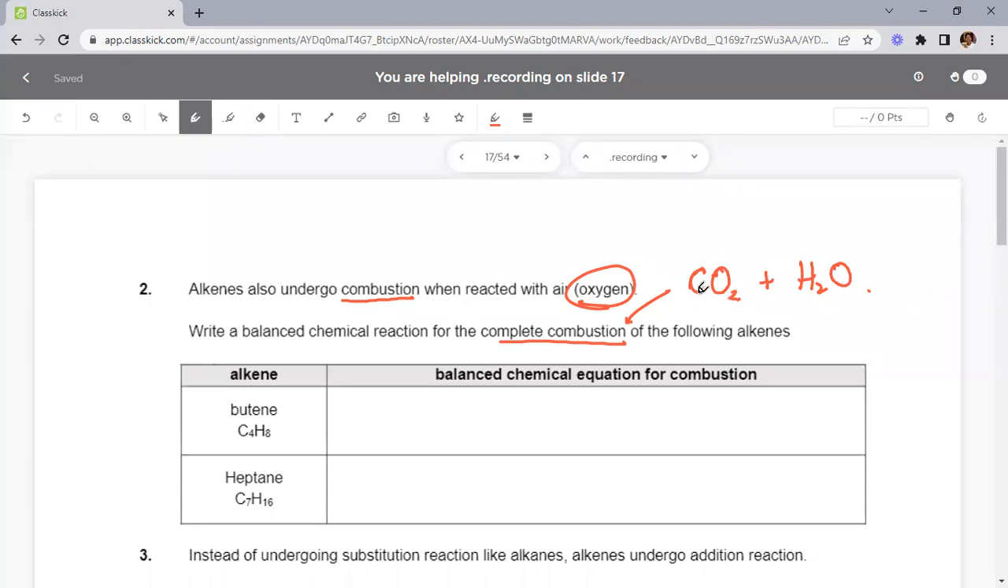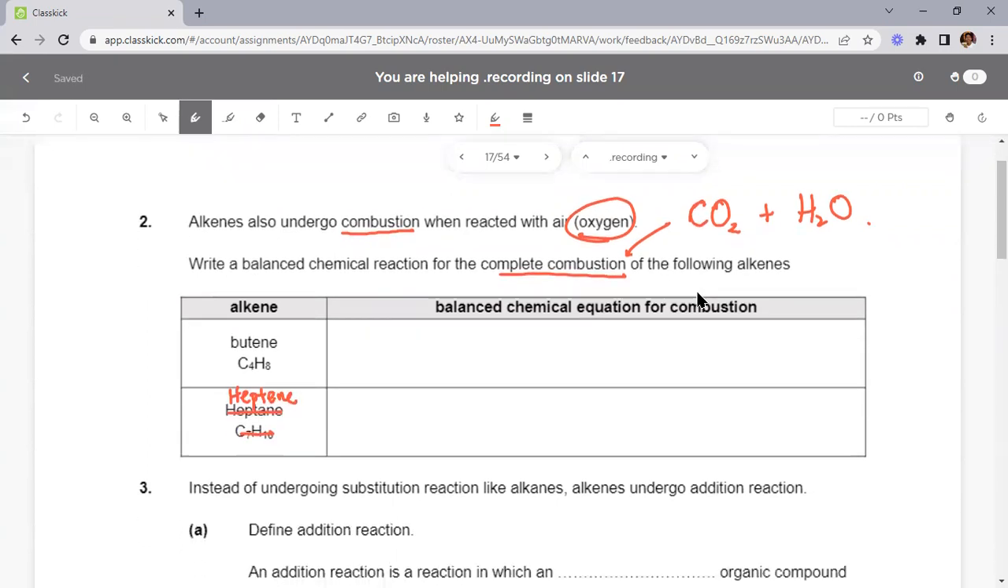So what I'm going to do is show you how to balance butene. Then you can try heptene. Wait, I didn't write it correctly. Can you all change this? This shouldn't be heptane, I want a heptene. Instead of heptane, change to heptene. It should be C7H14. Go and change it.